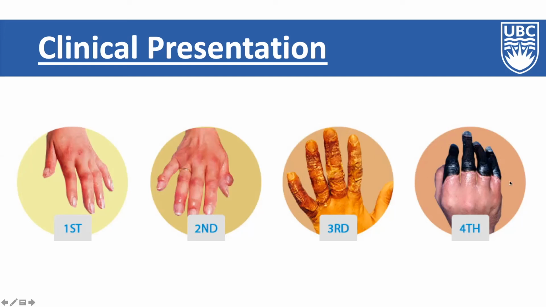Also important to note, it can take from 6 to 24 hours for the blisters to appear, and it can take up to 24 to 48 hours after the injury has thawed before you can actually classify the depth of the injury.